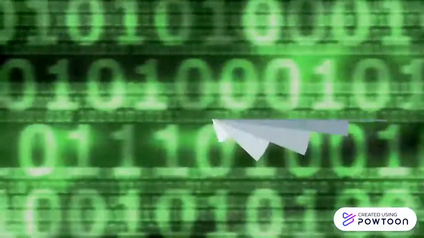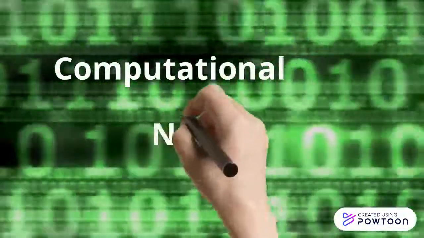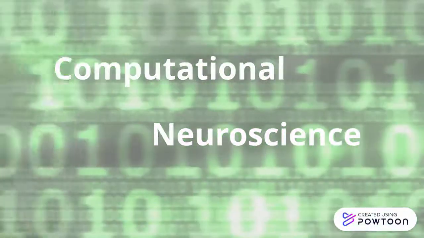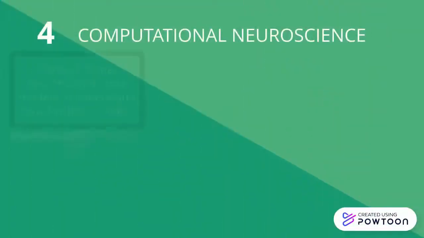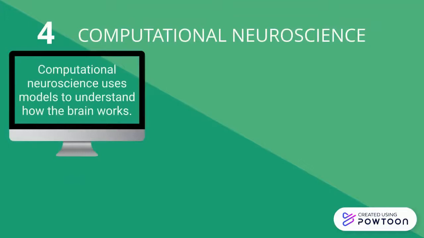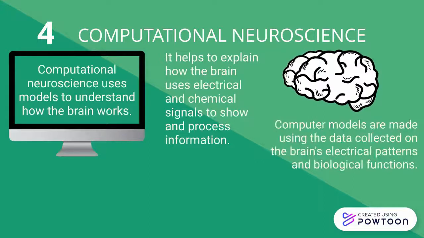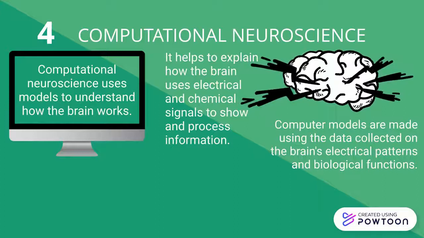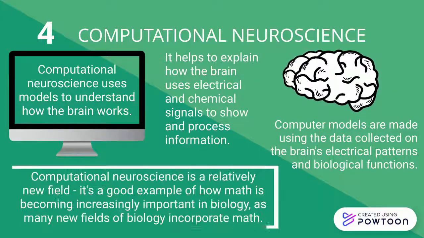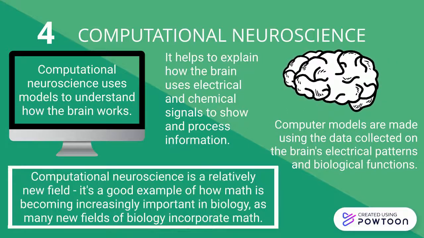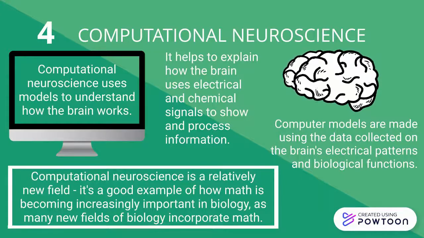And finally, math is used in computational neuroscience. Computational neuroscience uses models to understand how the brain works. It helps to explain how the brain uses electrical and chemical signals to show and process information. Computer models are made using the data collected on the brain's electrical patterns and biological functions. Computational neuroscience is a relatively new field, and it's a good example of how math is becoming increasingly important in biology.